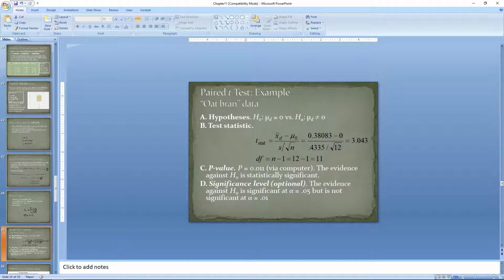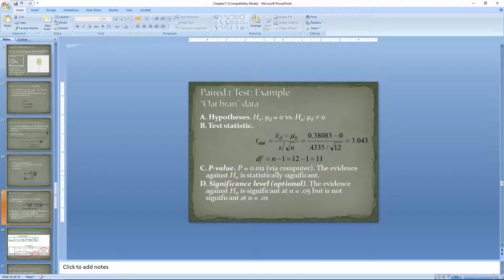The evidence against the H0 is statistically significant, right? Because we have a p-value of 0.011. It's statistically significant at the alpha level of 0.05, but is not significant at alpha level of 0.01, right? So this is just above 1%, so it is not significant at 0.01, but it is significant at 0.05.